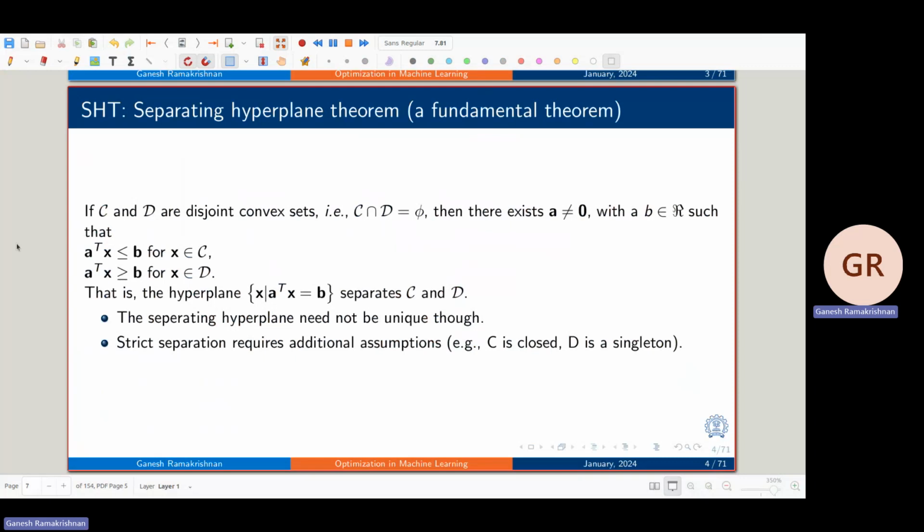There's a separating hyperplane in some higher dimensional space into which points in C and D are mapped.